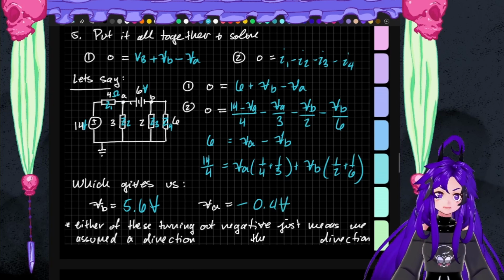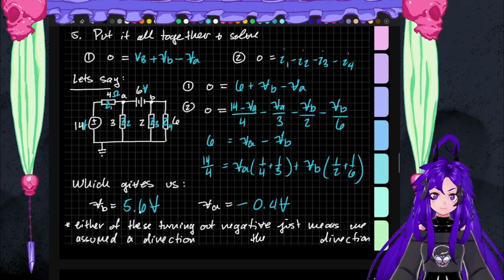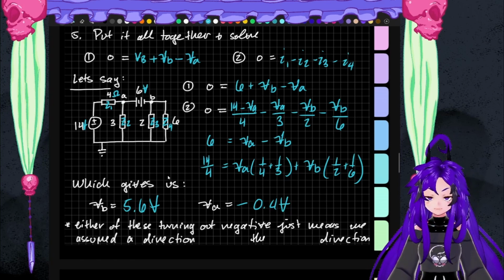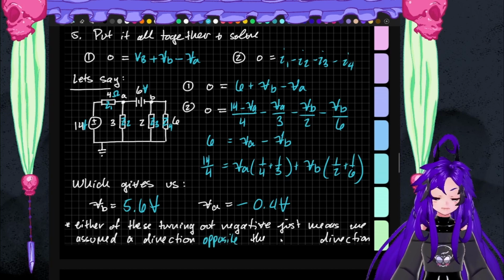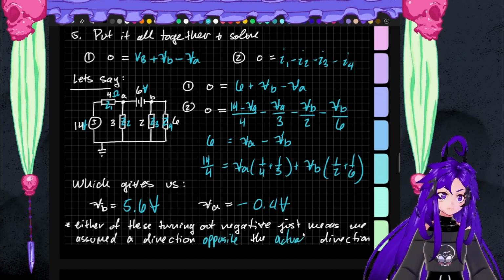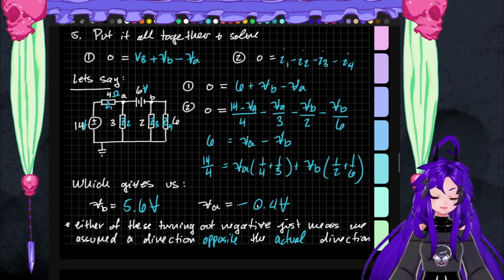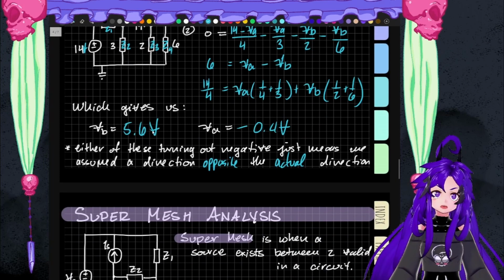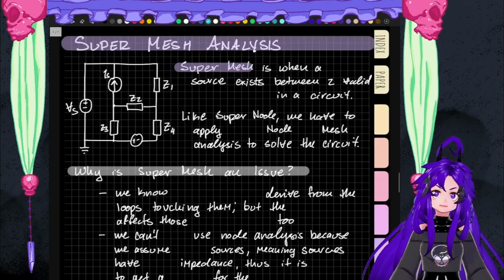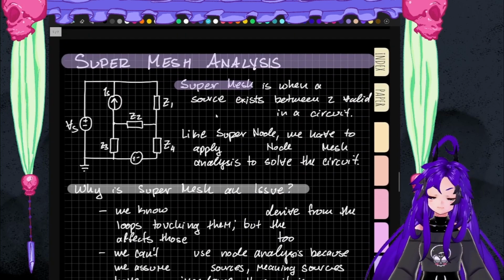So notice how neither of those is 6 volts. Either of these turning out negative just means that we assumed a direction that's opposite what the actual direction is. So it's okay for this to become negative. We know that the principle is correct. So if that's supernode, let's look at supermesh.